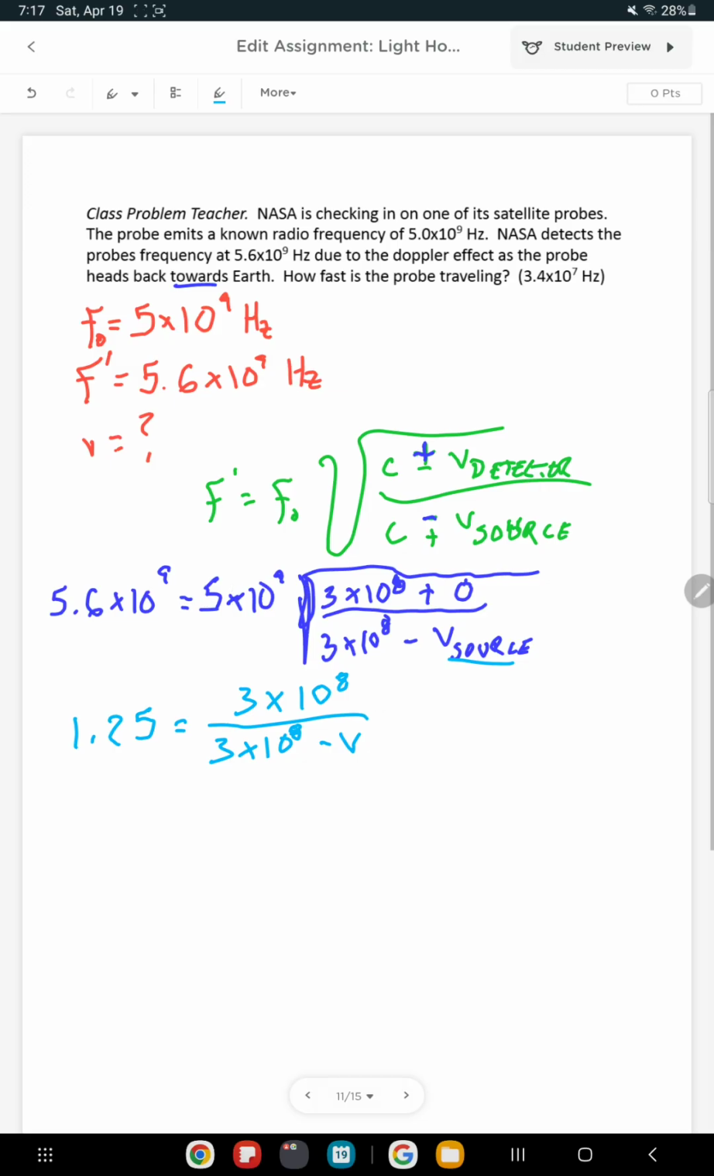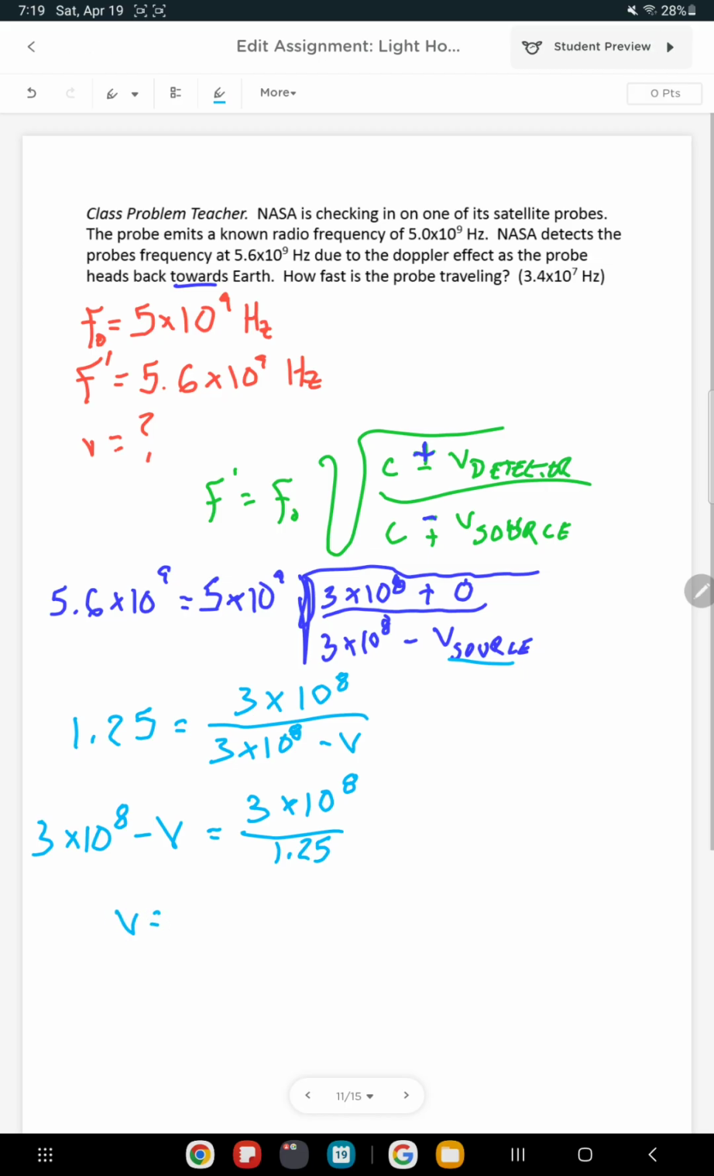Now I'm going to rewrite this. I'm going to swap these: 3 times 10 to the 8th minus v equals, and I'm going to divide 1.25 to the other side, 3 times 10 to the 8th over 1.25. And then we can solve for v.